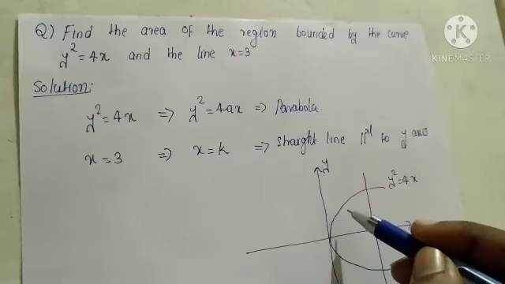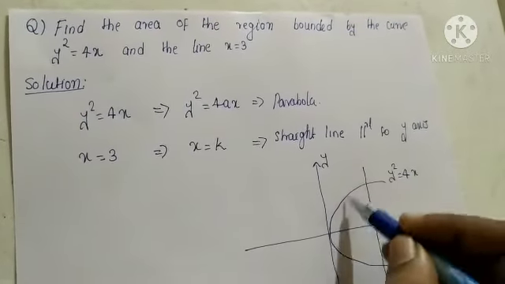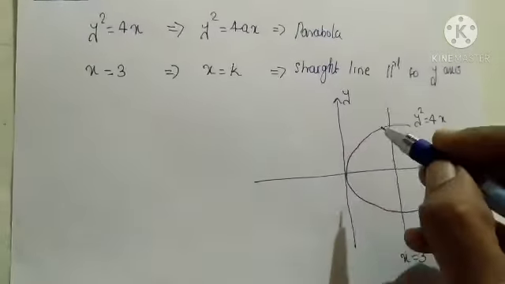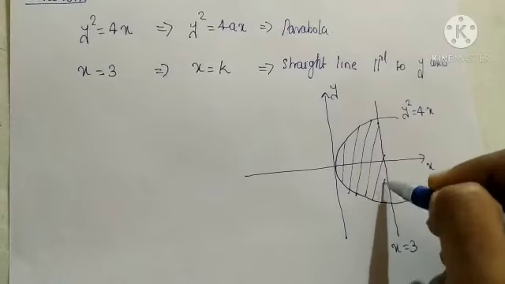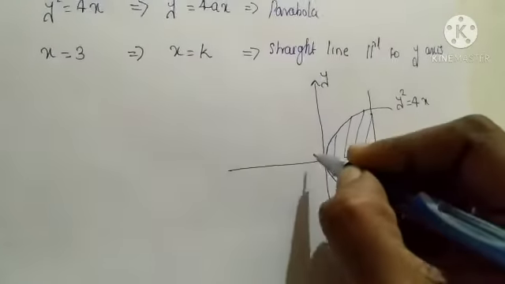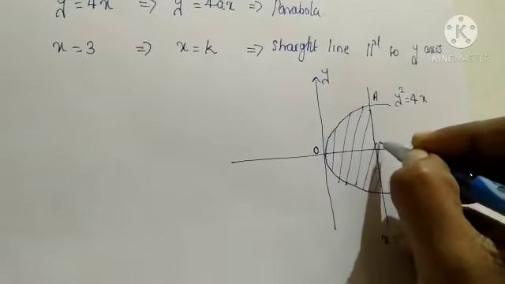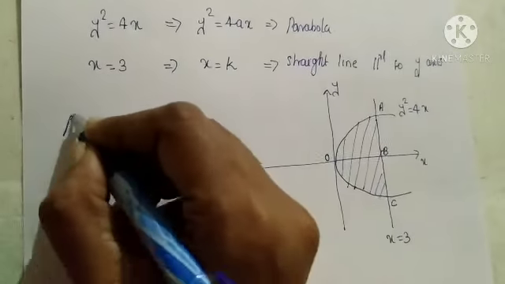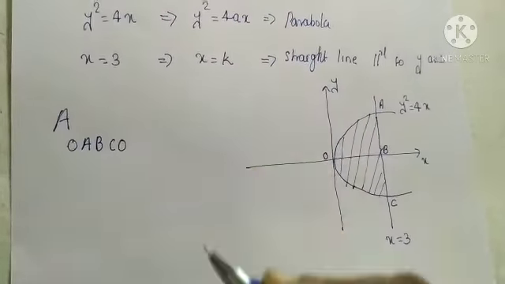So we need to find out the area of the region bounded by the curve y square equal to 4x, that is our parabola, and the line. So we need to find out the whole area of this shaded region. Okay, so let us name it as O, A, B, C. So we need to find out the area of O, A, B, C, O.